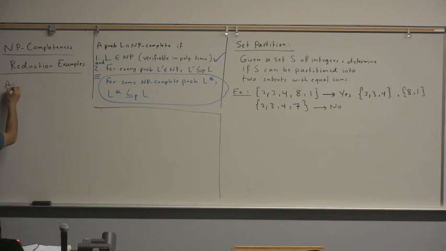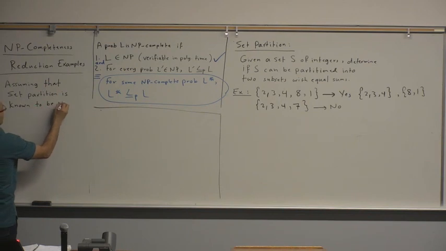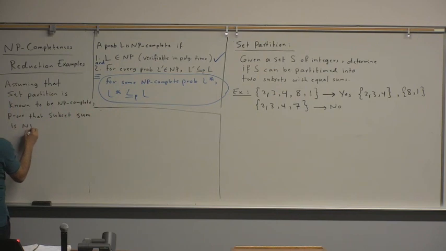Now, of course, both of them are known to be NP-complete, but we're doing an exercise to show reductions. Assuming that set partition is known to be NP-complete, prove that subset sum is NP-complete.